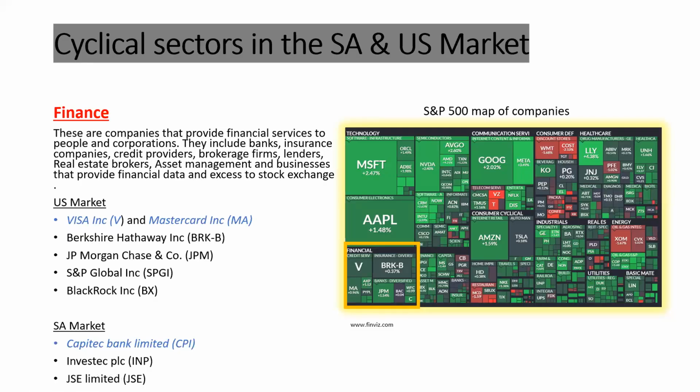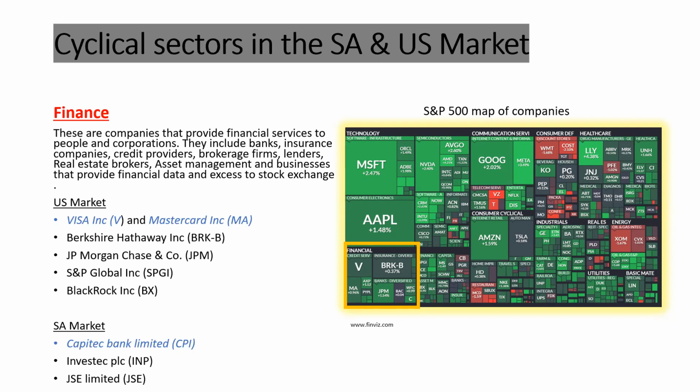And so, having seen how cyclical stocks are, let us now look at the four sectors under these cyclical stocks. We have four of them. We have finance, we have energy, we have basic materials, and then we have real estate. So let's start off with finance.